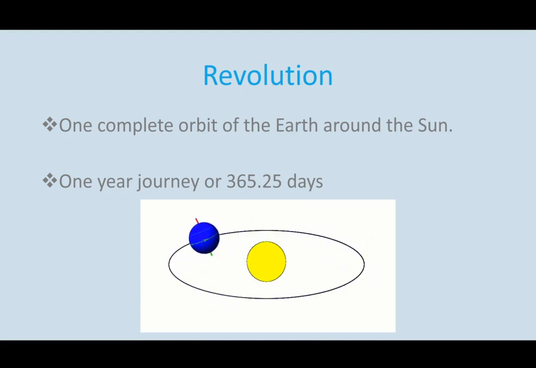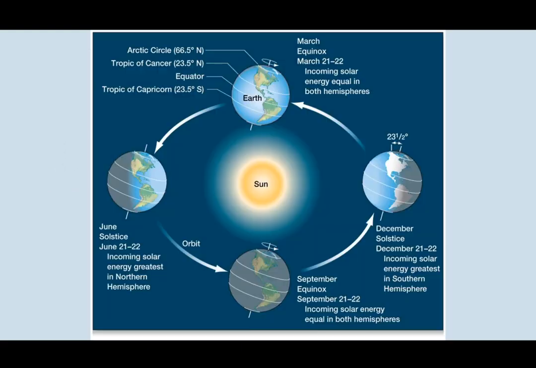Each year journey is considered 1 year, or 365.25 days. So those 0.25, that's what adds up over time. That's why every 4 years we have a leap year. Those 0.25 adds up until we eventually get one more day, which is the leap year. So rotation is a day, or the Earth spinning around its axis. Revolution is 1 year, where it's spinning around the sun.